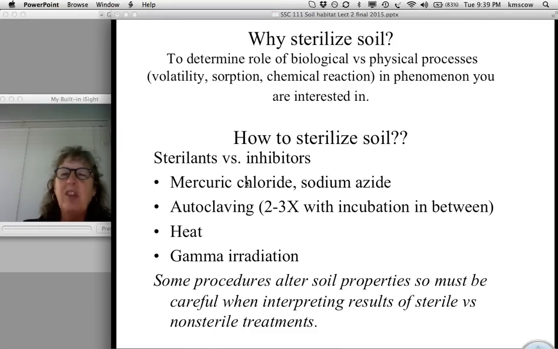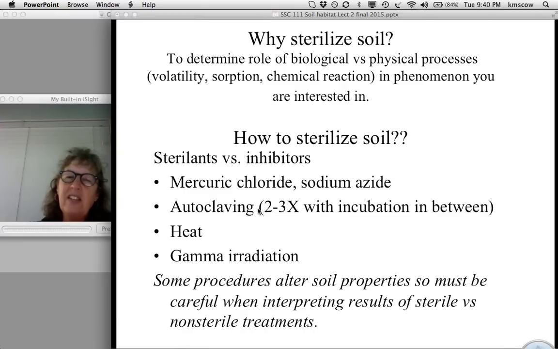Mercuric chloride is with you forever, and plus you have to pay a huge amount of money to dispose of it through environmental health and safety. So don't use mercuric chloride. You're just creating an environmental problem by studying an environmental problem. You know, if you're studying biodegradation and you use mercuric chloride in your study, it's crazy. You're creating a new problem.